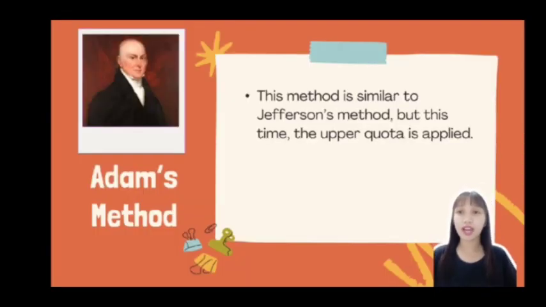Adams method. Adams method divides all populations by the modified standard divisor, then rounds the result up to the upper quota. Just like Jefferson's method, we keep on guessing the modified divisor until the method assigns the correct number of seats. All the quotas are rounded up, so the standard divisor will give a sum that is too large.